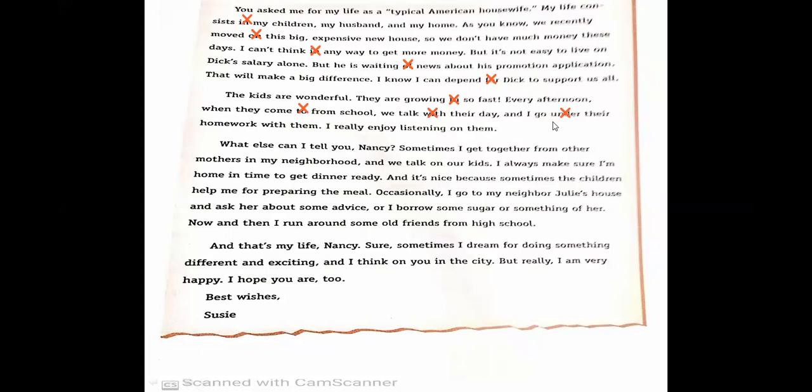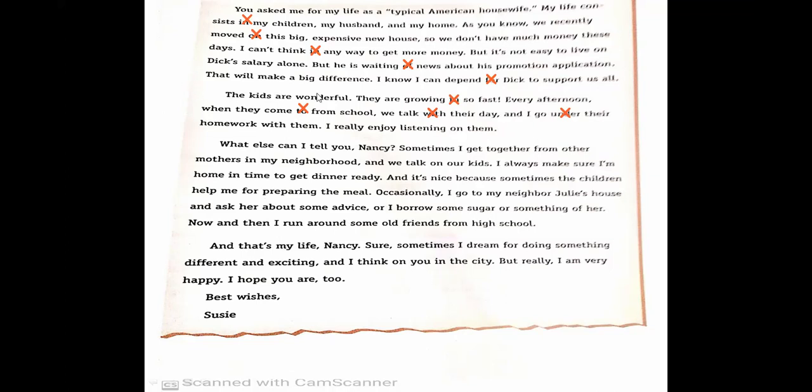And I go. Yes, it's a verb that means check, review. So it would be go what? I go. Under or over? Over their homework. Yes, over their homework with them. So, can we say "I go with their homework"? It cannot be acceptable, because go over, as we said, means check or review.